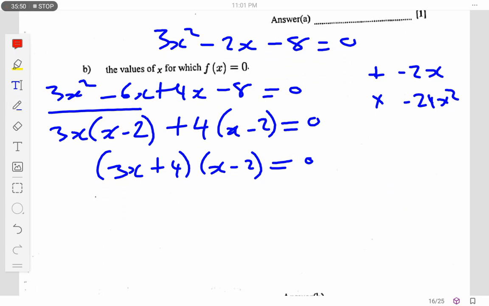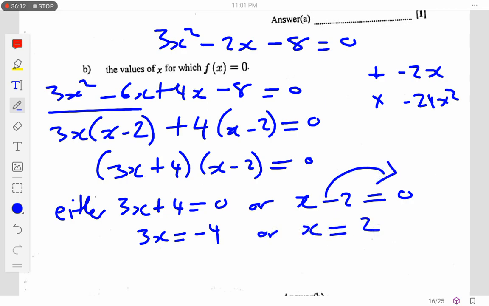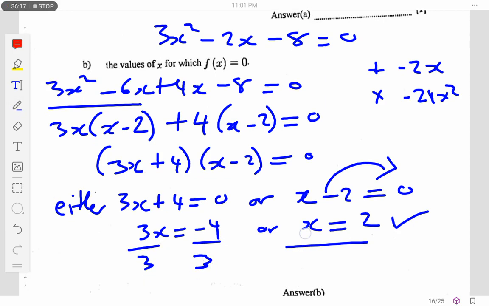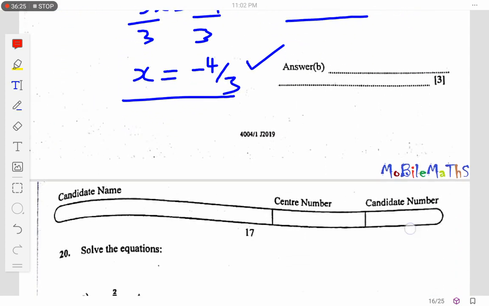So my values for x are going to be, we say either 3x plus 4 is equal to 0 or x minus 2 is equal to 0. Solving this gives me 3x is equal to minus 4, or x is equal to 2. This is an answer. This one I divide by 3, I divide by 3. So I'm going to get x is equal to minus 4 over 3. So this is another answer there. Okay, let's move on.